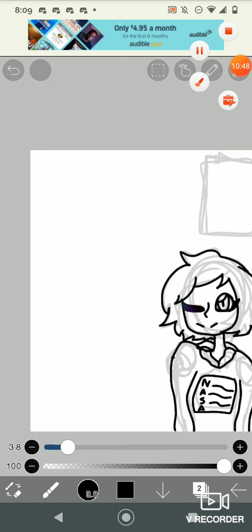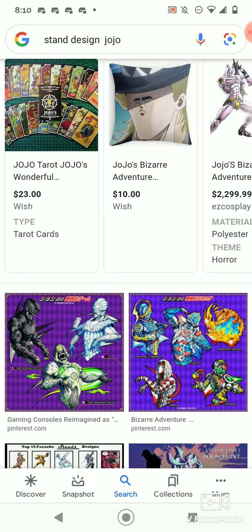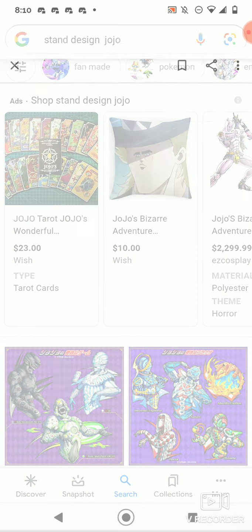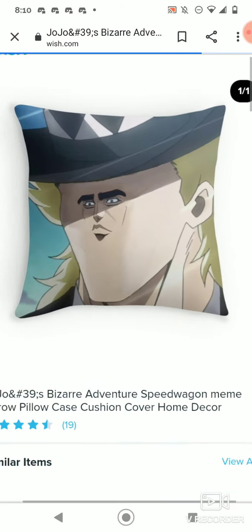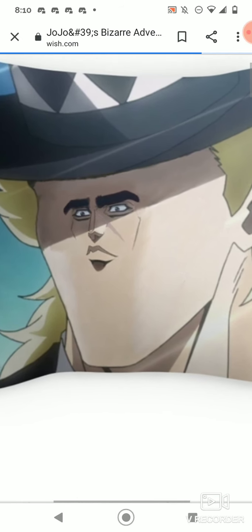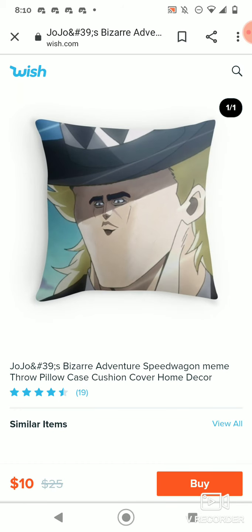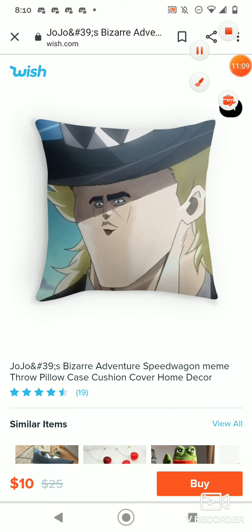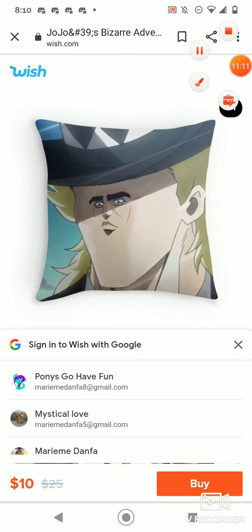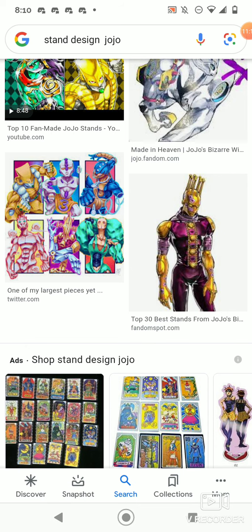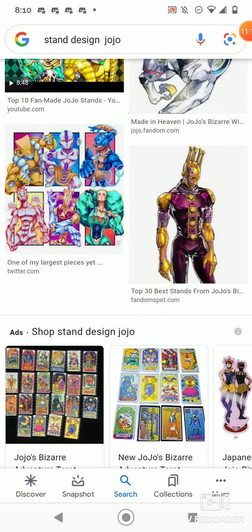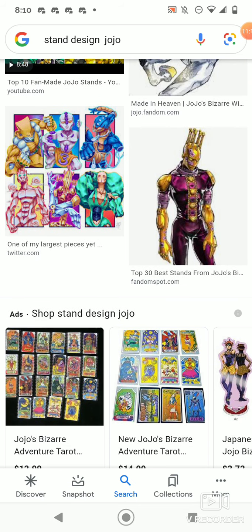So if I go to Google again and we look up design. Okay, so we are going to JoJo stands. Also, I want this pillow. It is absolutely beautiful. Oh, I'm not sure if I clicked on it. Yes, this pillow is absolutely beautiful. I want it. Well, yeah, I'm keeping it. But anyways, yeah, all these designs.